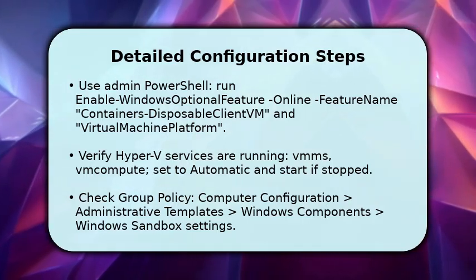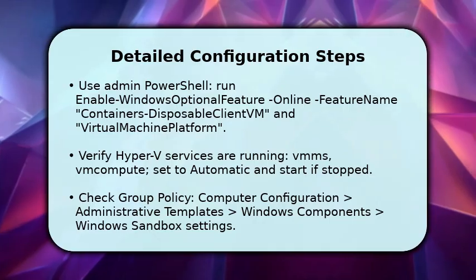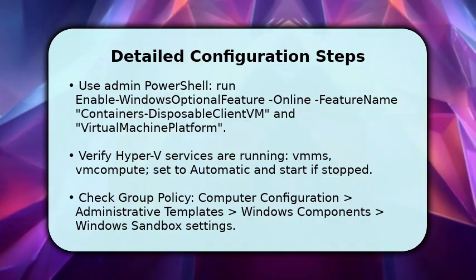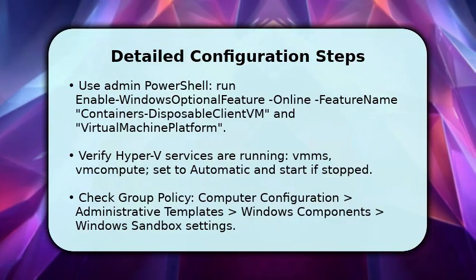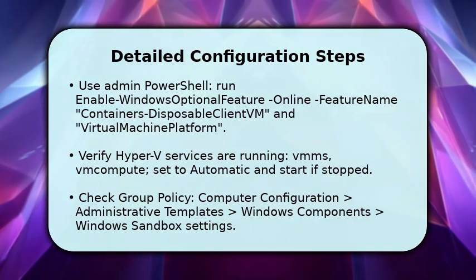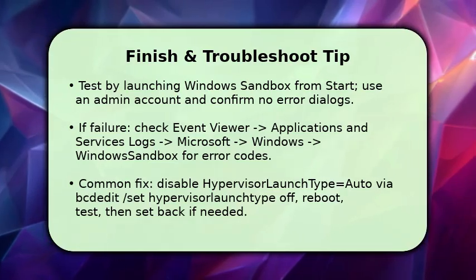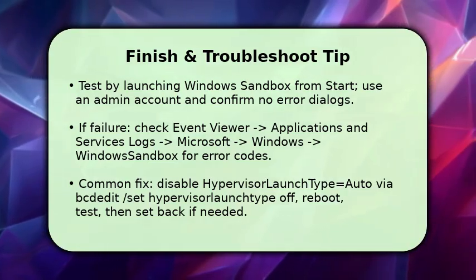Navigate to Administrative Templates and confirm no block exists. If corporate policies apply, request the specific Windows feature flags from IT. Once done, finish by launching Windows Sandbox and observing behavior. Start Sandbox from the Start menu as an administrator. If it opens, you're done.